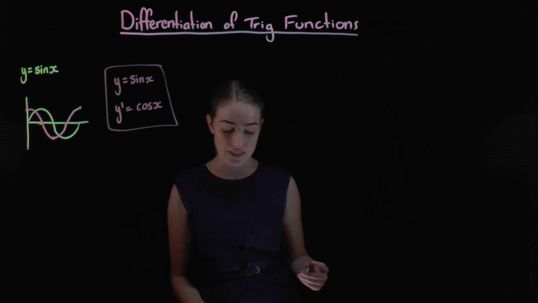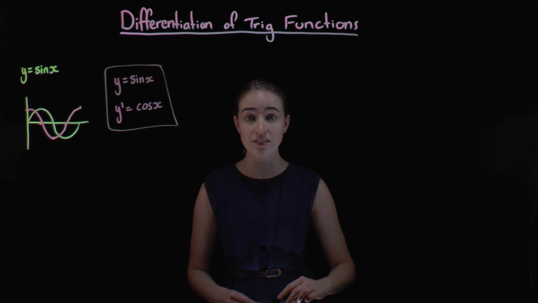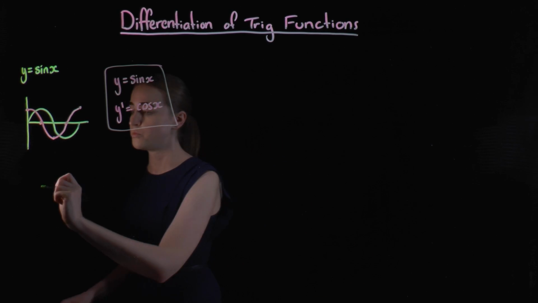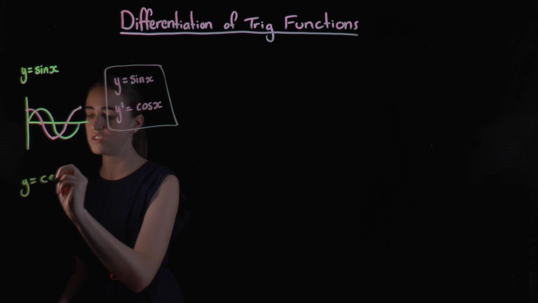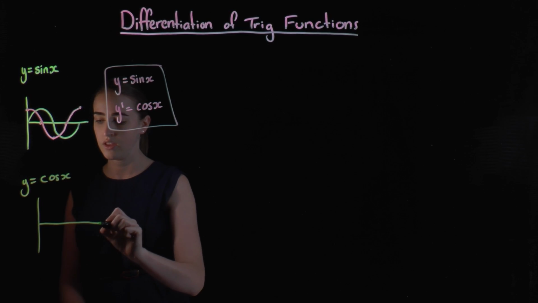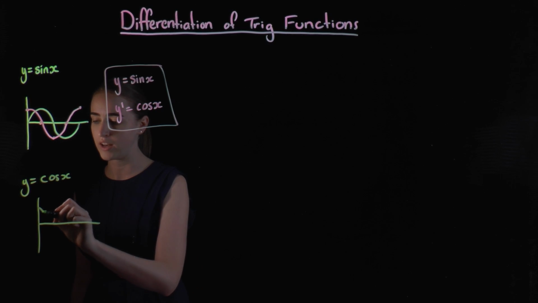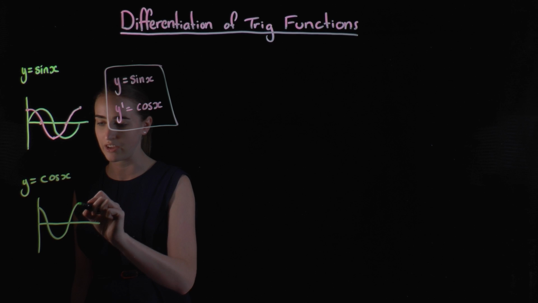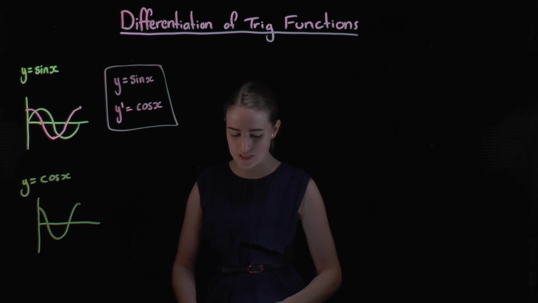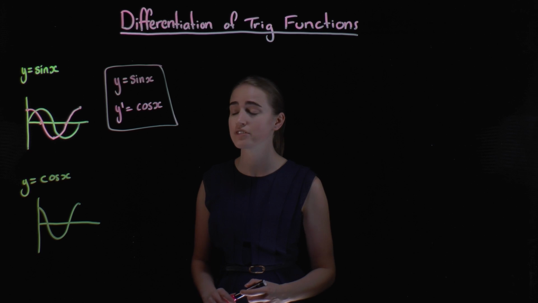That's differentiating sine x. Let's have a look this time at starting with the function cos x and differentiating that. So we're going to start with y equals cos x. We're going to draw it up. So we know that it starts at 1, it comes down to -1 and goes back up. So mine looks a bit out of proportion, but that's okay. We'll still get the general idea of the shape of the graph.